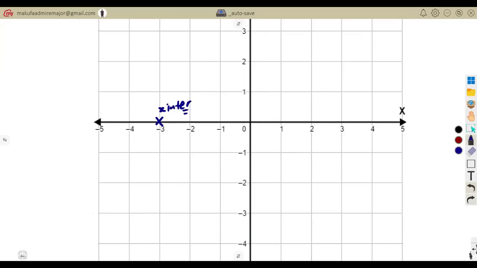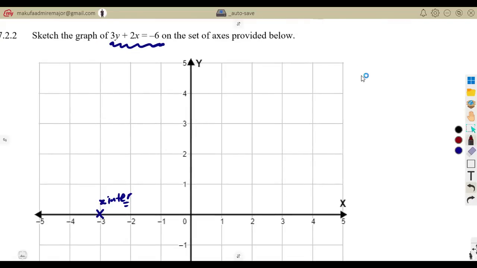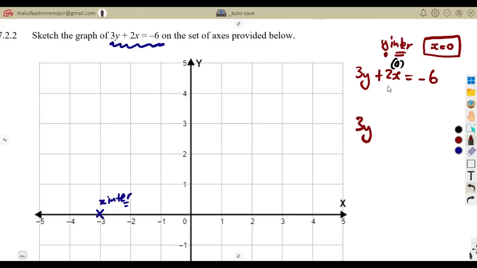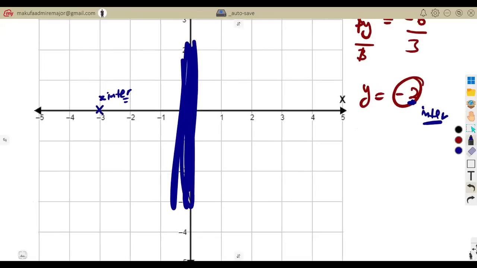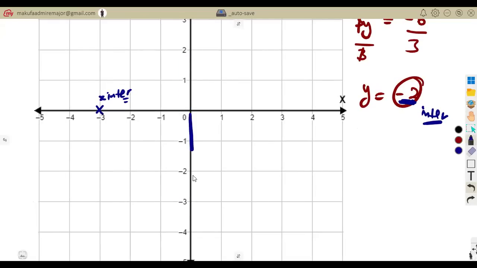We also need the y-intercept of the same equation, 3y plus 2x is equal to -6. We are dealing with the y, so we find it when x is what? When x is 0. So in place of x, you substitute a 0 there. So 3y, 2 times 0, that's a 0, is equal to -6. Simply divide by 3. We have the y-intercept, guys. The y-intercept is -2. Where do we have -2? Down there. That is where we have -2 here.